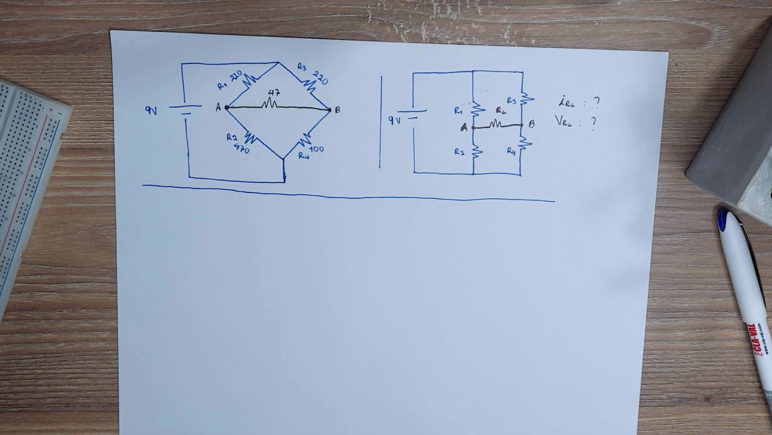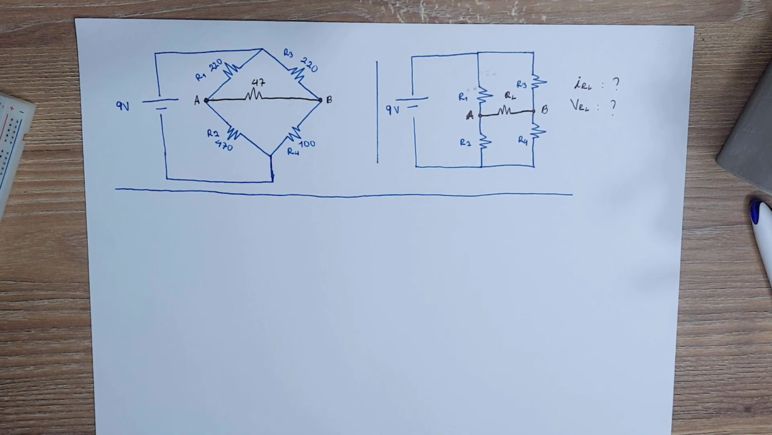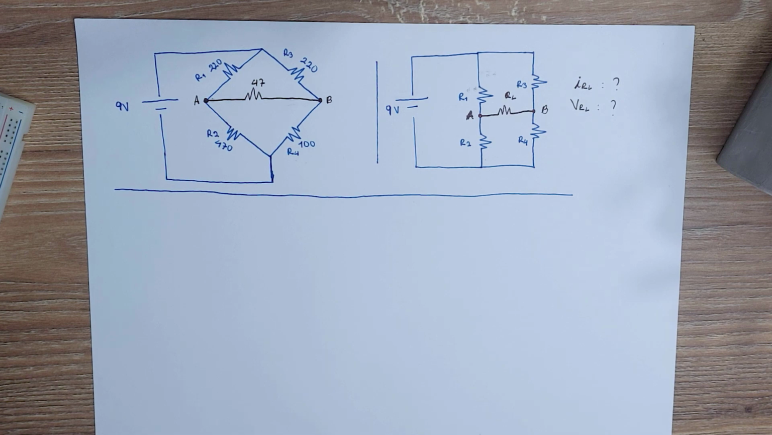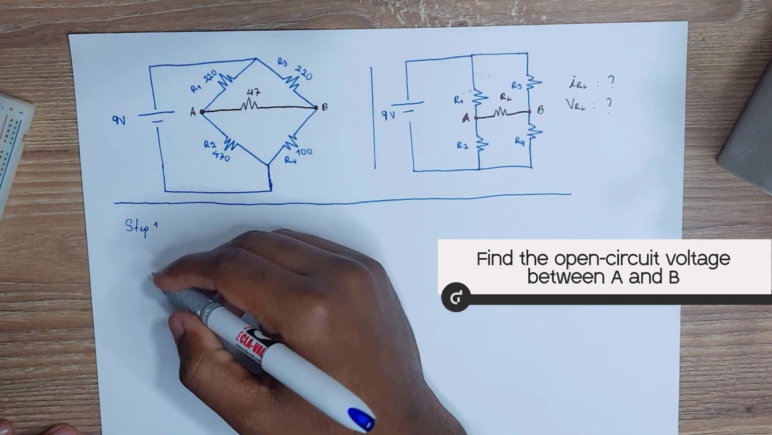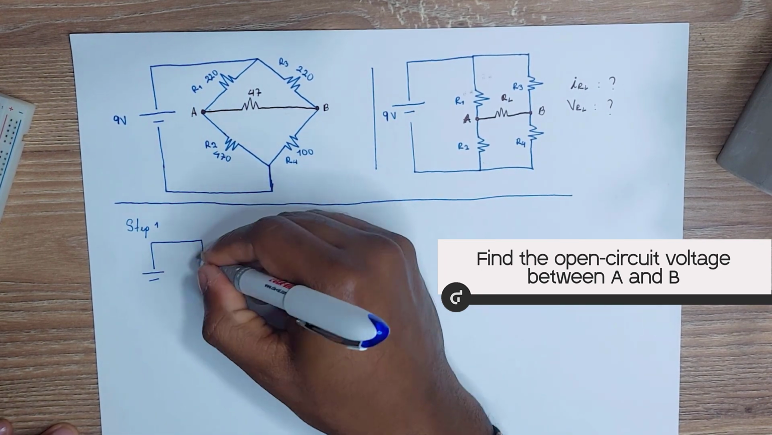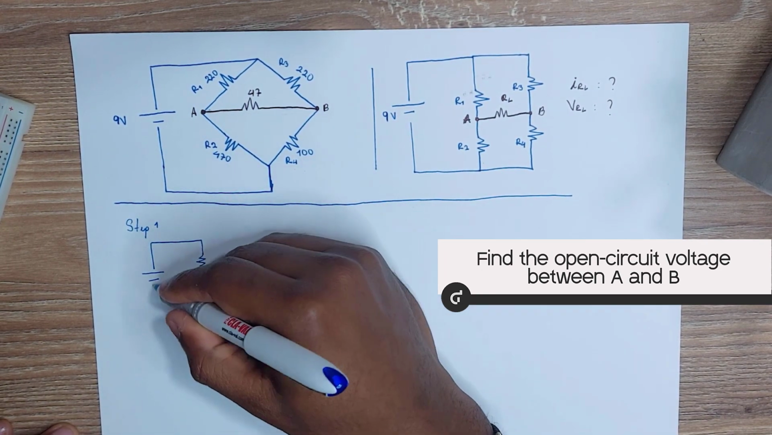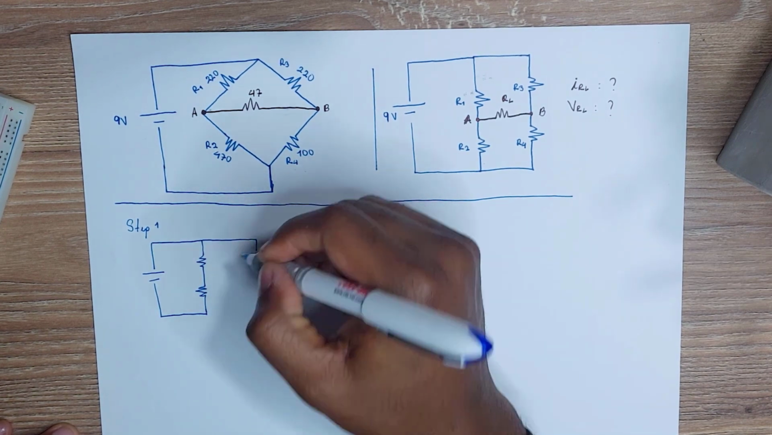So we have a Wheatstone bridge here, and we want to calculate the voltage across the 47 ohm resistor and the current through that resistor. We're going to use Thevenin's equivalent circuit to replace the whole thing and just focus on the single RL resistor. So step 1, we're going to make an open circuit between A and B, and we're going to calculate the voltage across the two points.